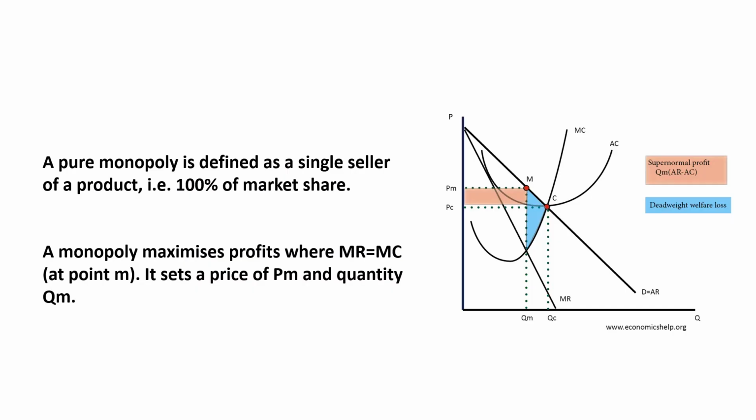So a pure monopoly is defined as a single seller of a product with 100% of the market share. A monopoly maximizes profits where marginal revenue is equal to marginal cost at point M. It sets a price of PM here and a quantity of QM here.